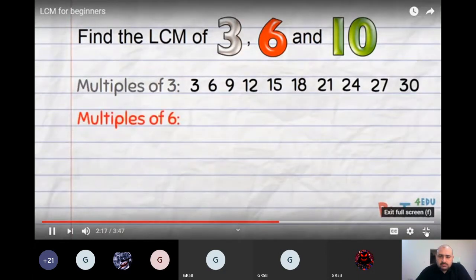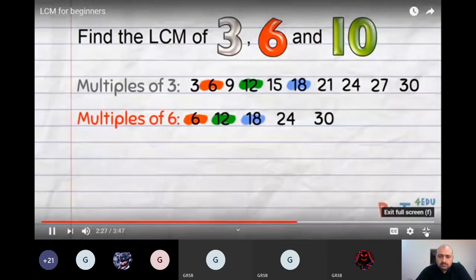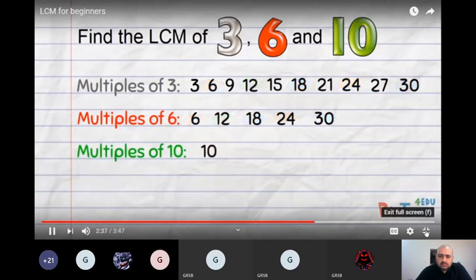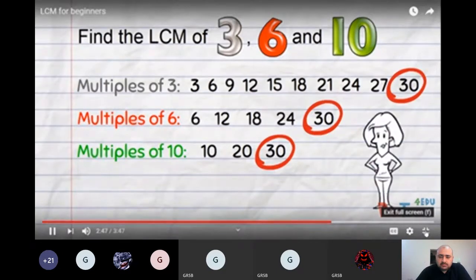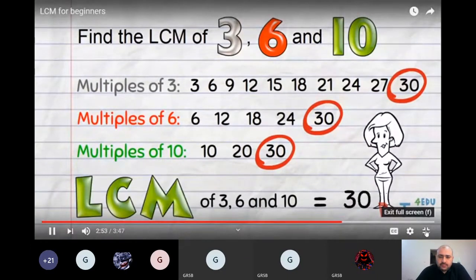And now I'll list multiples of 6: 6, 12, 18, 24, 30. Notice that every multiple of 6 is also in the list of multiples of 3. But we can't pick an LCM yet because we still haven't shown the multiples of 10. So let's do that now. 10, 20, 30. I can stop listing now because 30 is in all 3 sets of multiples. So it's the lowest multiple which is common to all. The LCM is 30.